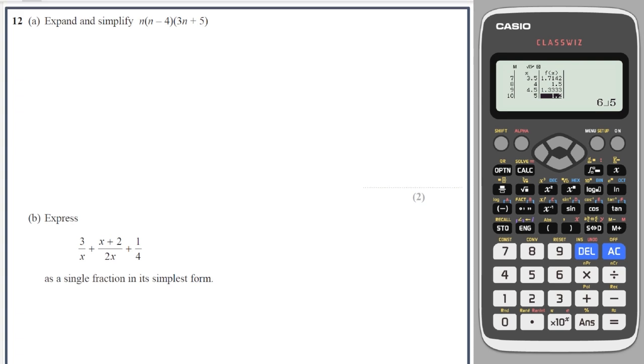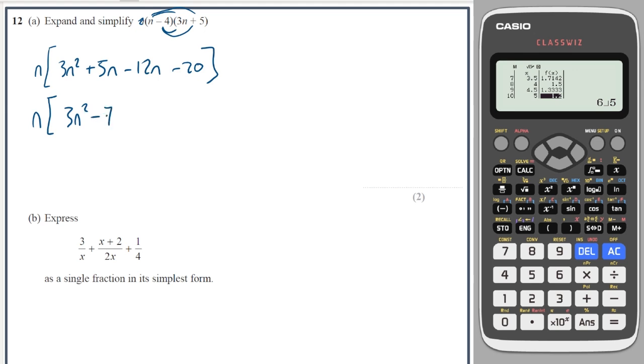Okay, next question, expand this. So let's just forget the n is there, and let's just expand these brackets. So n times 3n is 3n squared. N times 5 is 5n. That's minus 12n, and that's minus 20. And then we can simplify inside the bracket: 3n squared minus 7n minus 20. Multiply through by n gives me 3n cubed minus 7n squared minus 20n.